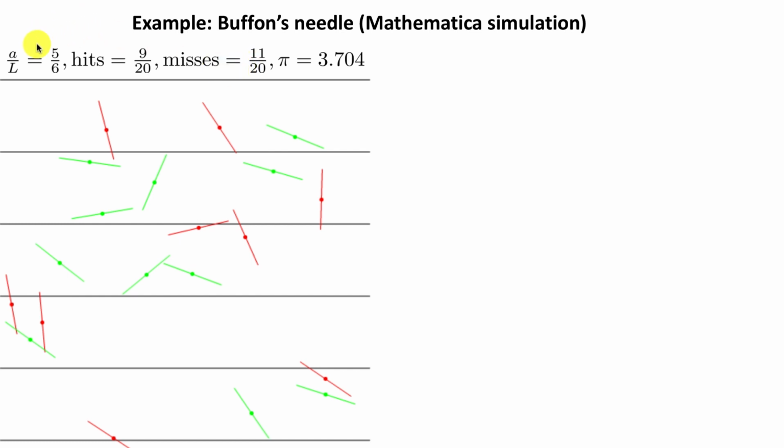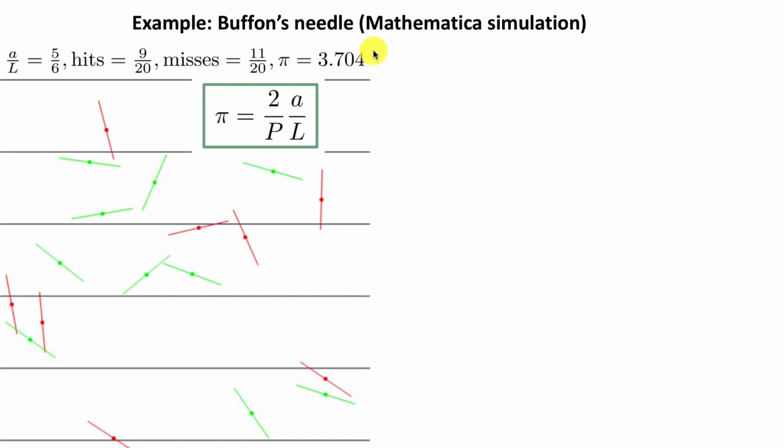One can adjust parameters over here, and what I did was I took A over L to be 5 over 6. You can take it to be 1 over 3 or 9 over 10 or whatever, but A has to be less than L. That is to say, the length of the matchstick or the needle has to be less than the distance between the two parallel lines. Anyway, if we apply our formula, we get a value for pi, which is not very good, but it is still in the correct order of magnitude range, 3.704.